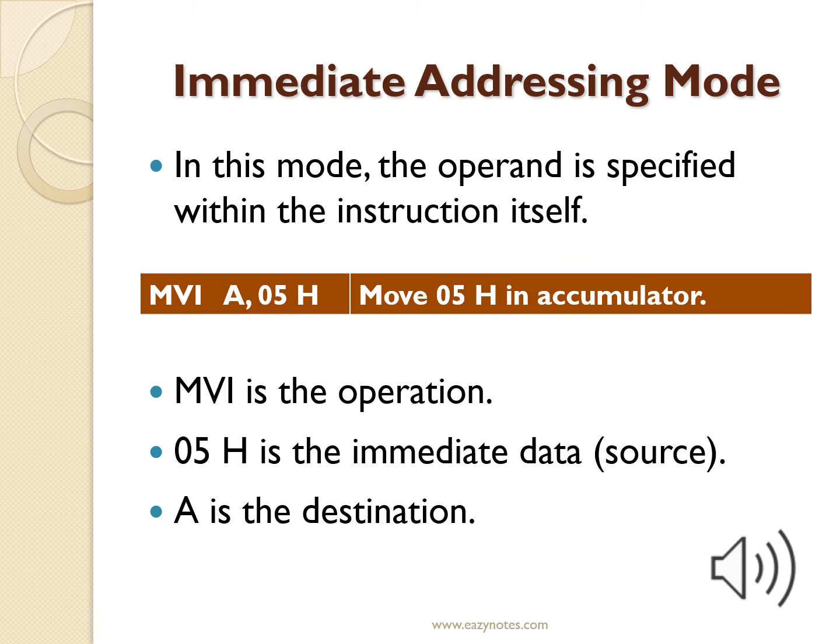Immediate addressing mode. Immediate addressing is not really an addressing mode into memory. Rather, it is an instruction format that directly includes the data to be acted on as part of the instruction. This form of operand access simplifies the instruction execution cycle since no additional fetches are required. In this mode, the operand is specified within the instruction itself. Example, MVI A, 05H, move 05H in accumulator. Here, MVI is the operation, 05H is the immediate data source, A is the destination.